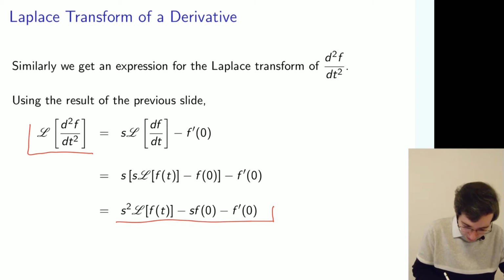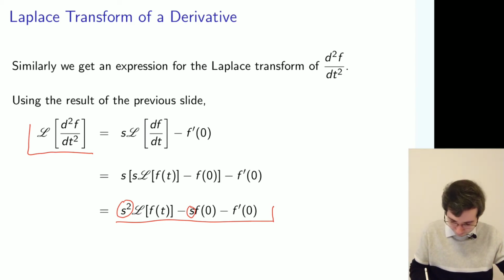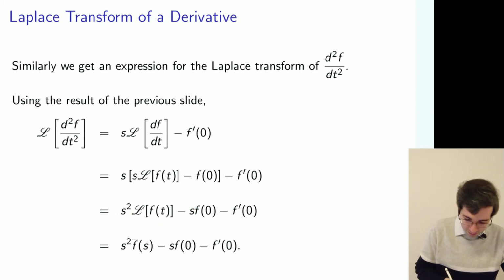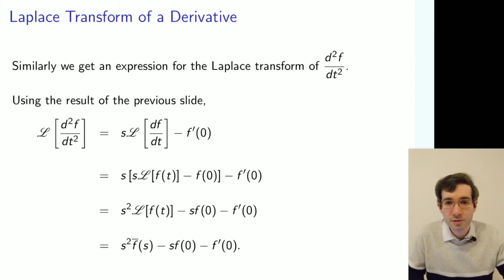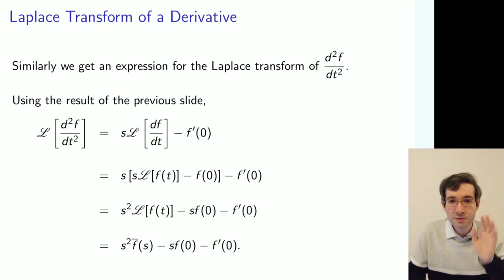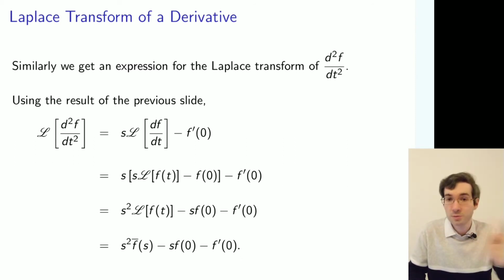So in this case, we take s squared multiplied by the Laplace transform and subtract s times the function evaluated at 0 and minus its derivative evaluated at 0. So that's this, just in more usual notation. If you know the derivative of a function and its value at point 0, and you know its Laplace transform, you immediately know the Laplace transform of its derivative anywhere.